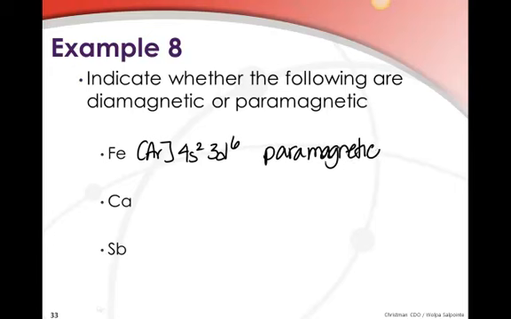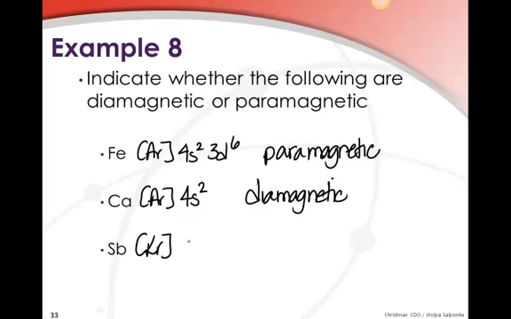Okay, if you do calcium, calcium has the electron configuration argon, 4s2. It has 2 electrons in the s sublevel, which is all that sublevel can hold, which means they're paired, so it's diamagnetic. Okay, and the last example is antimony, which is krypton, 5s2, 4d10, 5p3. This has 3 unpaired electrons in the p subshell, so it is going to be paramagnetic.